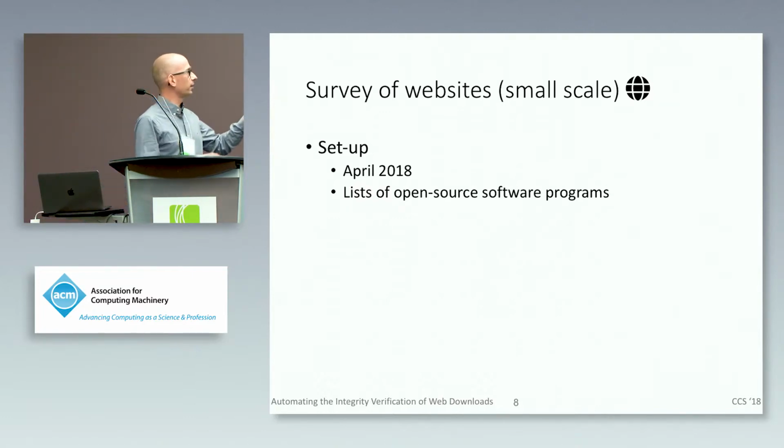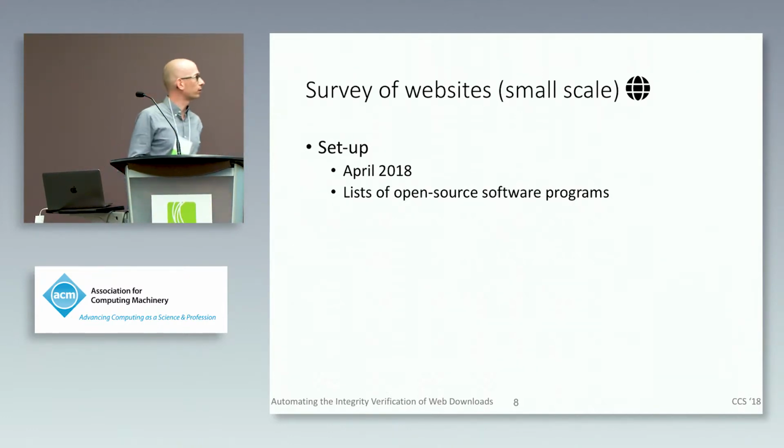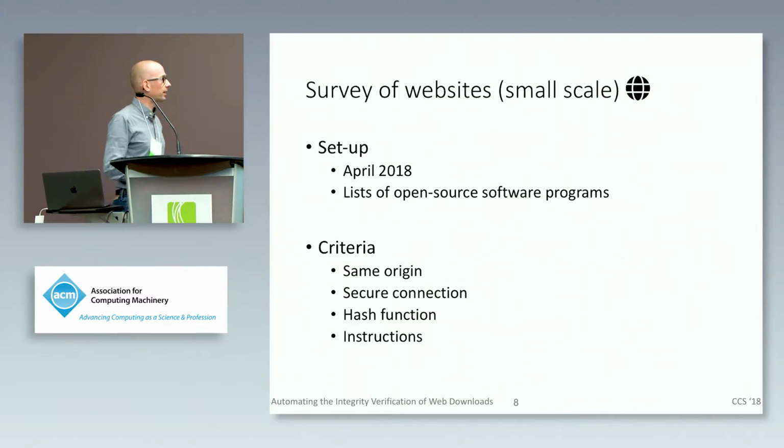So what we did is essentially we compiled a number of lists that you can find online that give you the 10 most useful open source software or the software that you need to have on your computer and so on. And we surveyed the download web page of those websites and checked the current practices according to the following criteria. Whether they use the same origin or not. Essentially, it means whether the binary is on the same server as the website. It doesn't hurt security, but it means that it doesn't make a lot of sense, because if an attacker can break in to the server, they can modify both the file and the checksum.